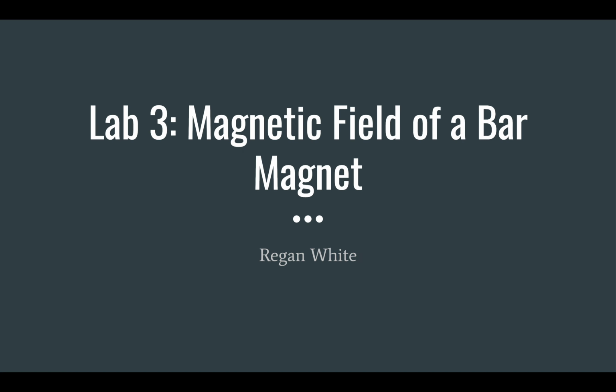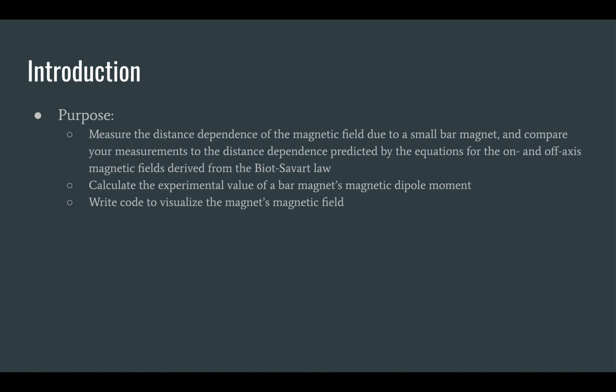Lab 3: magnetic field of a bar magnet. The purpose of this lab was to measure the distance dependence of the magnetic field due to a small bar magnet and compare our measurements to the distance dependence predicted by the equations for the on- and off-axis magnetic fields derived from the Biot-Savart law, calculate the experimental value of a bar magnet's magnetic dipole moment, and write the code to visualize that magnetic field.